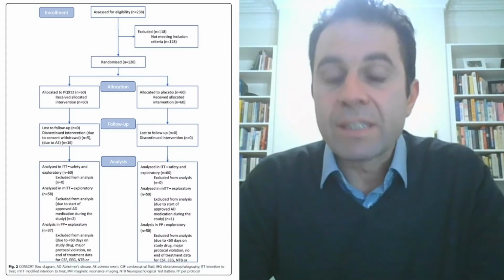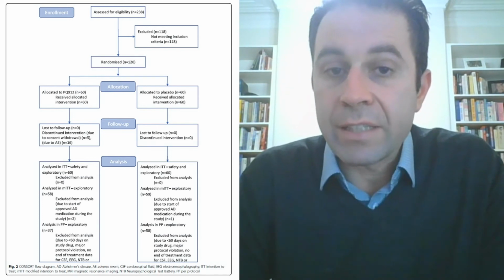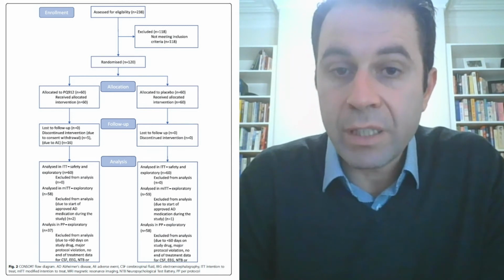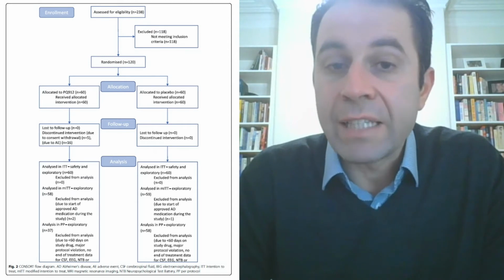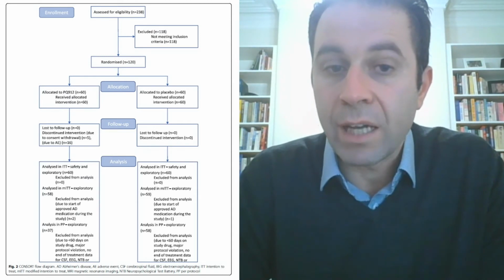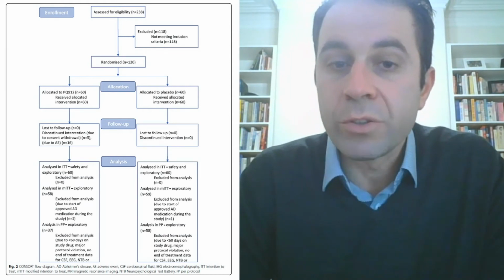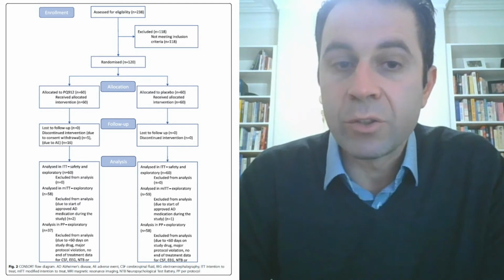When we have a look at the study design of this study, we can see that 238 subjects were assessed for eligibility, of which 118 were excluded, and that left 120 that were randomized to participate, 60 of which were allocated to a PQ912 group and 60 were allocated to placebo.